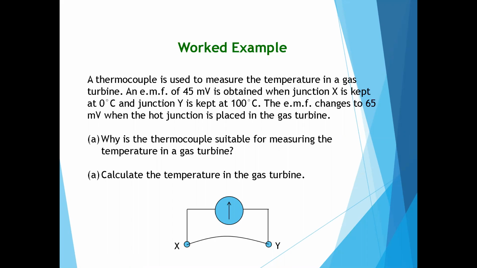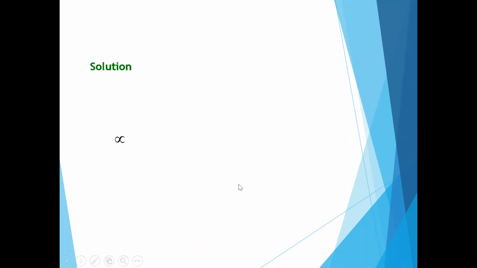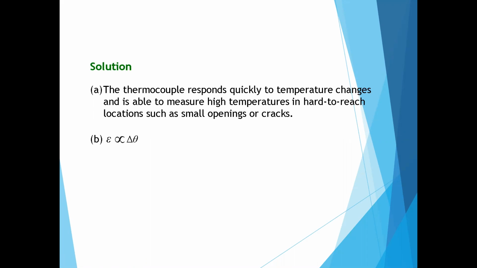For the second one, when it's kept at 0 and 100, when the two junctions, X is at 0 and Y is at 100 degrees Celsius, the EMF generated is 45. But when you place it at 0 and an unknown temperature, the EMF changes to 65 millivolts. So these are all the values that we have. How are we going to use it to calculate? We have the relationship E is directly proportional to delta theta. The EMF is directly proportional to the change in temperature.